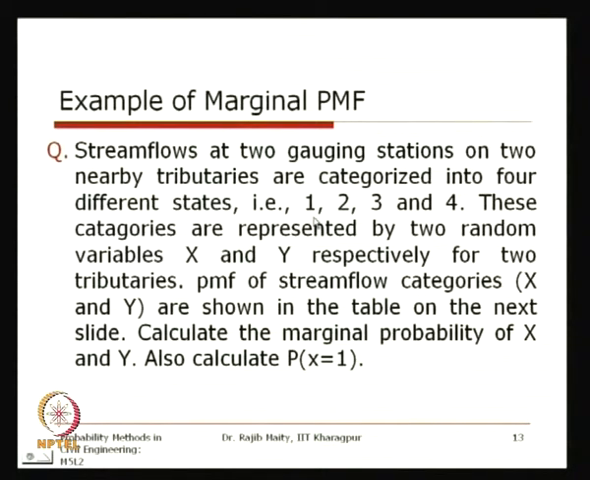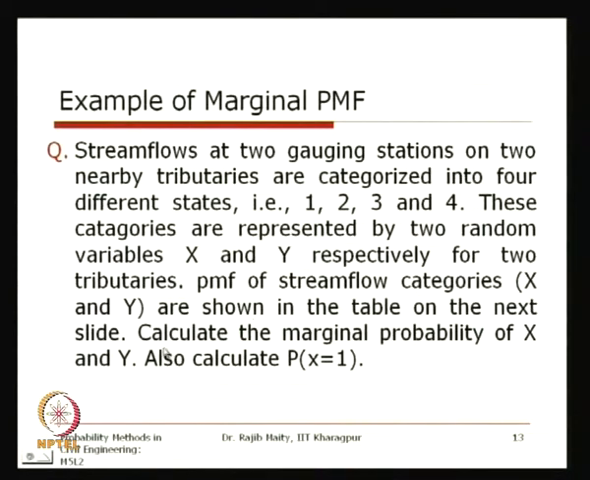These states are named as 1, 2, 3 and 4. So for both sides, these states are there. These categories are represented by 2 random variables x and y, meaning for the two tributaries, the first one is x and the second one is y. And the PMF of stream flow categories x and y is shown in the table on the next slide.